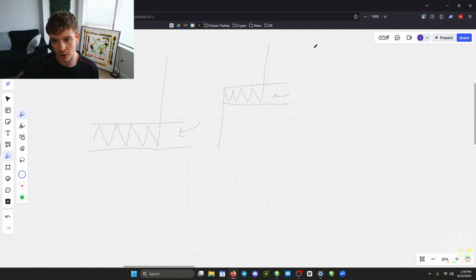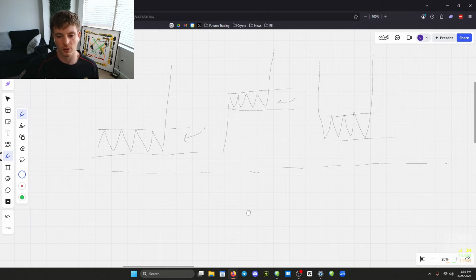You can also have a drop, consolidation, move up. This would be demand as well. Really, all it is, is a period of consolidation before an impulsive move. I'm probably going to have to repeat that a few more times, but it's the same thing to the downside. Those are the demand levels.